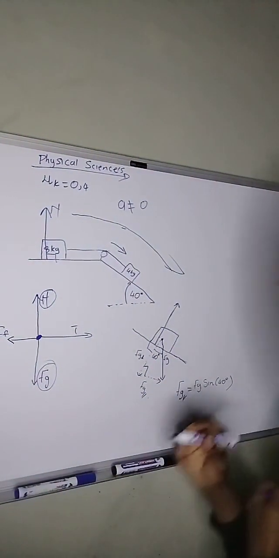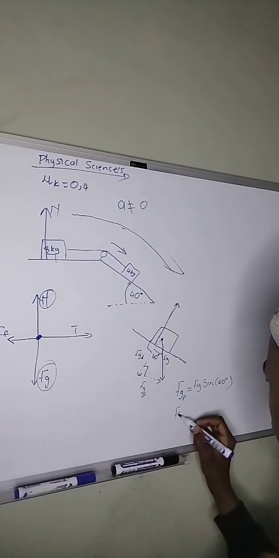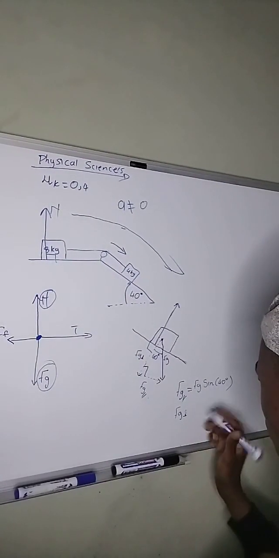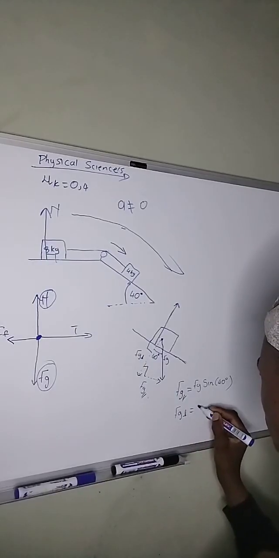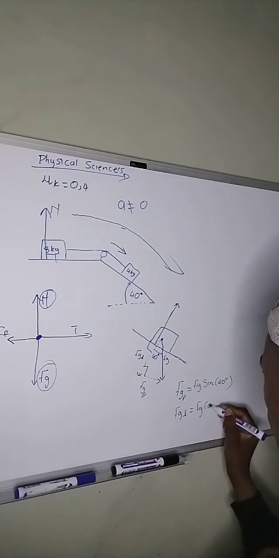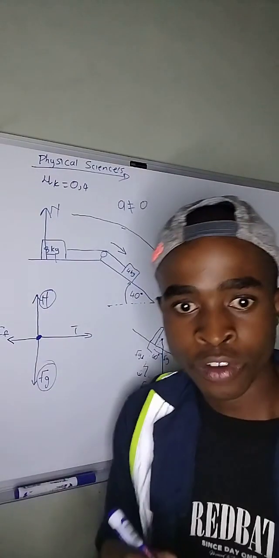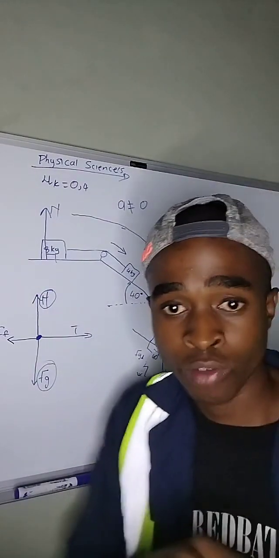So FG perpendicular is going to be FG cos 40 degrees. Thank you very much for your patience, guys.